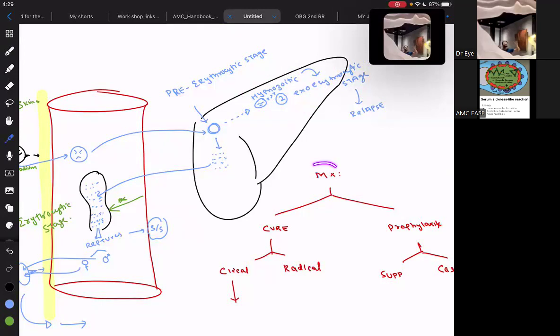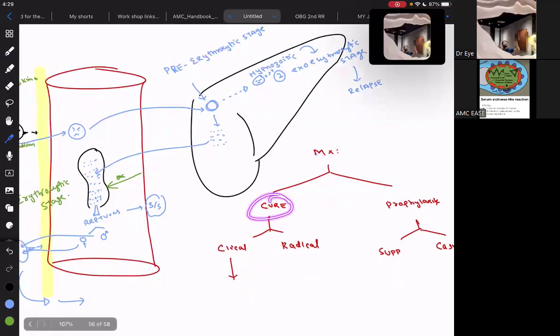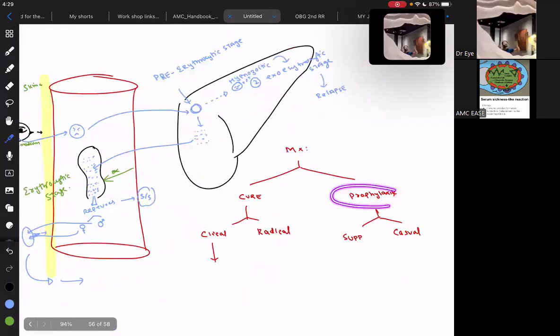Now, when you talk about the management part, either we need to cure the patient who has clinical sign symptoms, or we can do the radical treatment. Plus, we can go for the prophylaxis also. For example, there's a patient who wants to travel to a place where there's a high incidence of malaria. We can go for the suppressive treatment or the casual prophylaxis.